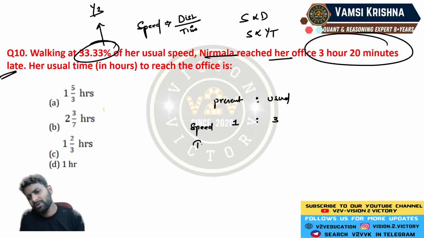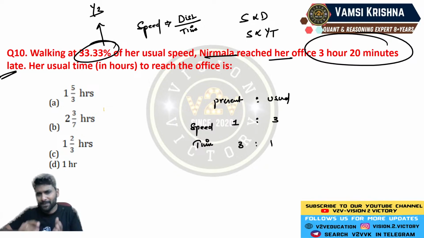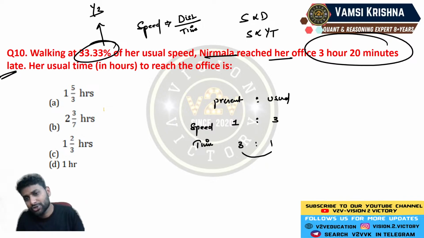Now, if the speed ratio is 1 is to 3, then the time ratio is exactly 3 is to 1. Let me explain in this way. If a person walks at 1 unit of kilometer per hour, it takes 3 units of time. If the person walks at 3 units of kilometer per hour, it takes 1 unit of time. Then understand that it takes 2 units extra.